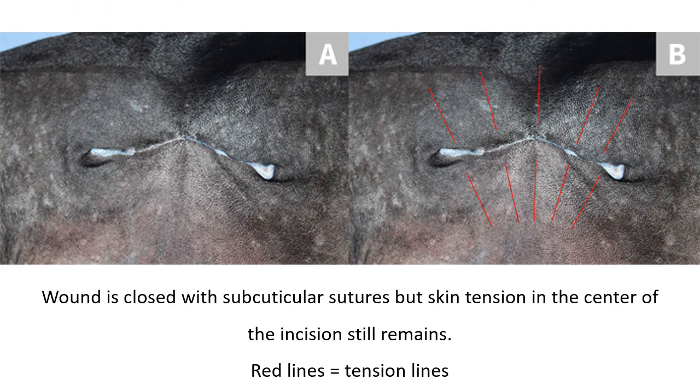To bridge the gap on the middle of the wound, it is closed with a subcuticular suture pattern, but the signs of high skin tension are still evident. In picture A, you can see that the skin around the wound is stretched out and gaps are still seen. In picture B, the tension lines are demarcated as red lines.